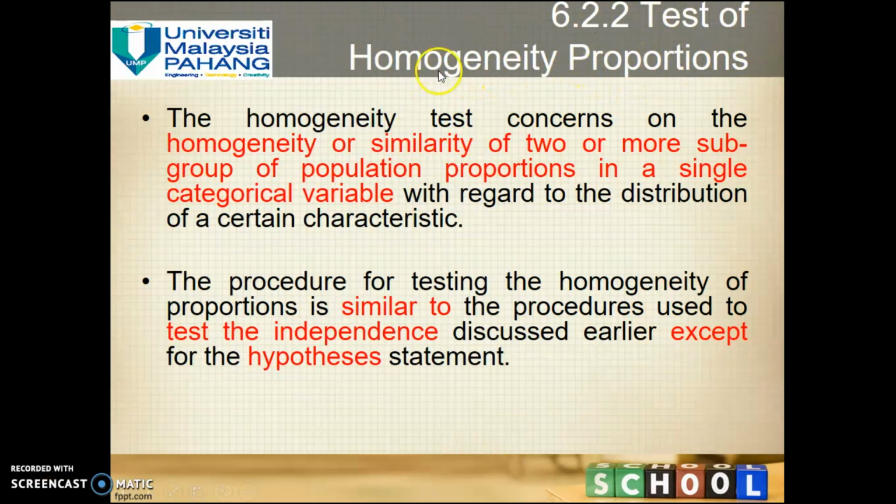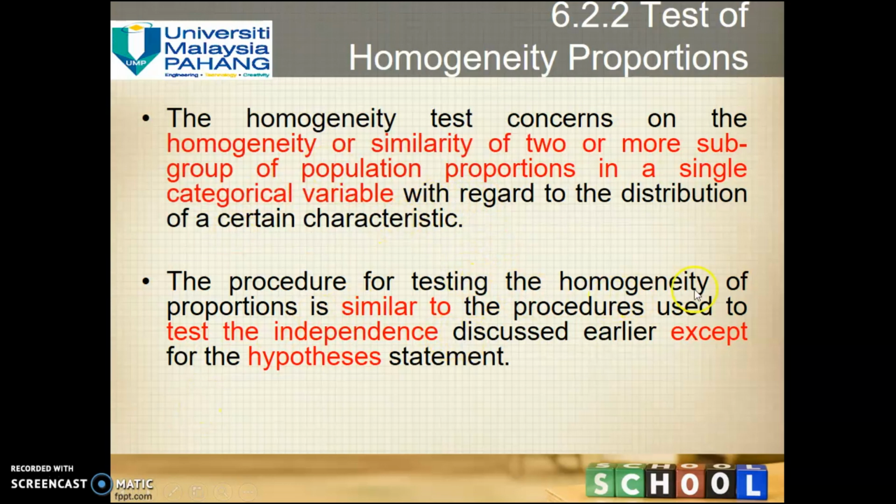Homogeneity here means similarity of the proportion. We are testing for the similarity of the column variable, or the similarity of the row variable, depending on your question. The homogeneity test concerns the homogeneity or similarity of two or more subgroups of the population proportion in a single categorical variable with regard to the distribution of a certain characteristic.